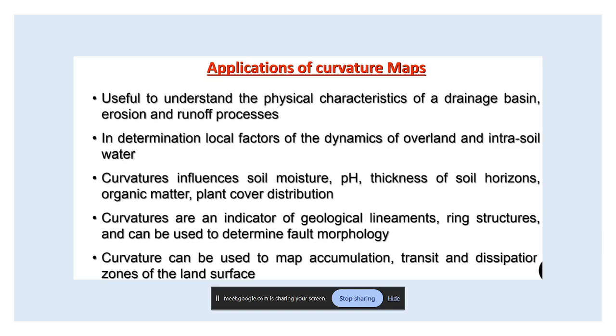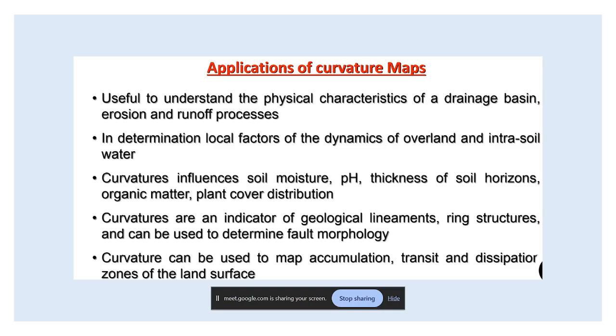So the application of curvature maps, why do we need curvature maps? It is useful to understand the physical characteristics of a drainage basin. A drainage basin is basically for a river, right? So you can understand the erosion and runoff. In order to understand such processes, we need curvature maps.